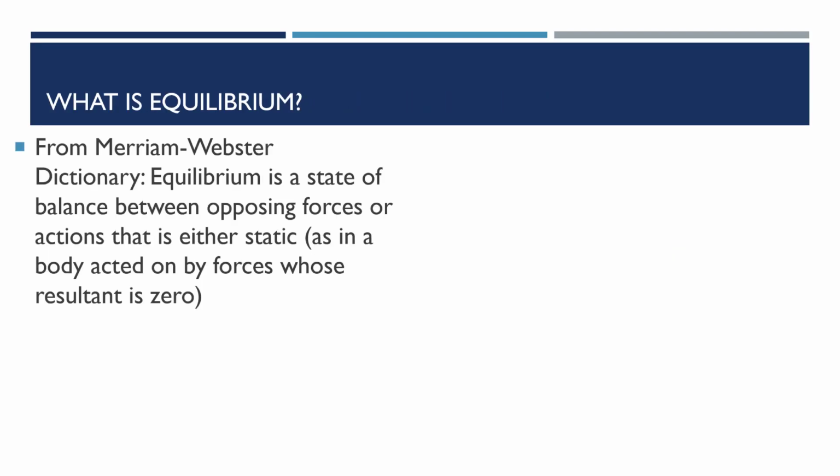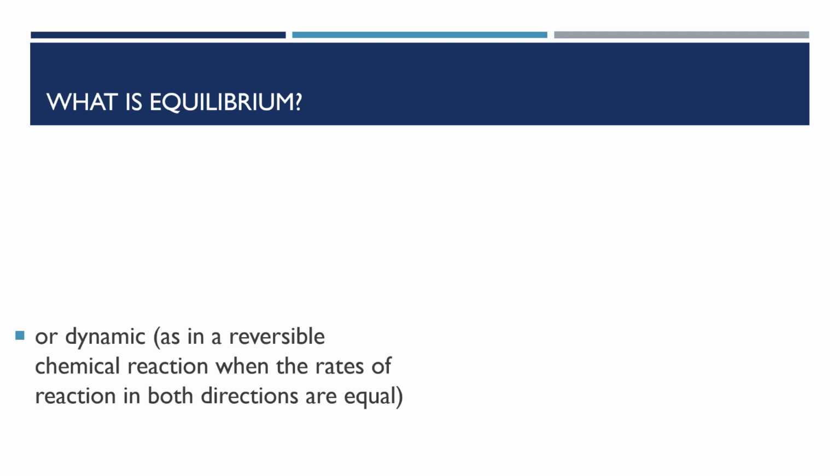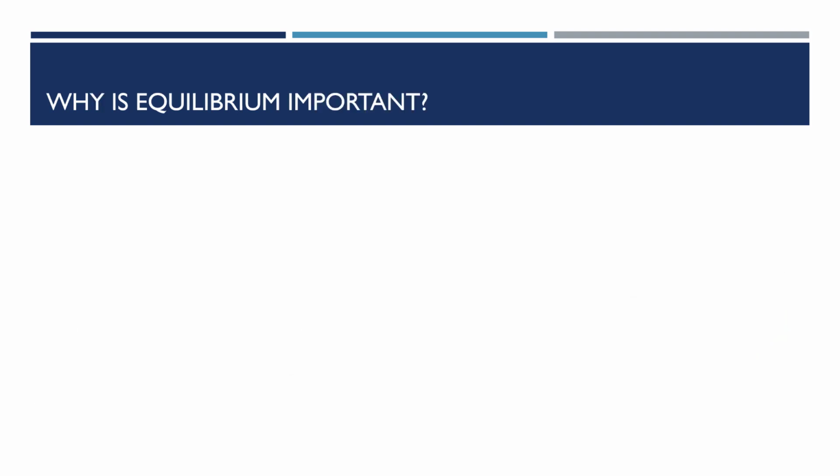As for equilibrium, equilibrium is a state of balance between opposing force or actions that is either static, as in a body acted on by forces whose resultant is zero, which can be illustrated by this Jenga pile, or dynamic, as in a reversible chemical reaction where the rates of reaction in both directions are equal, as can be seen on this Petri dish. Why is equilibrium important?